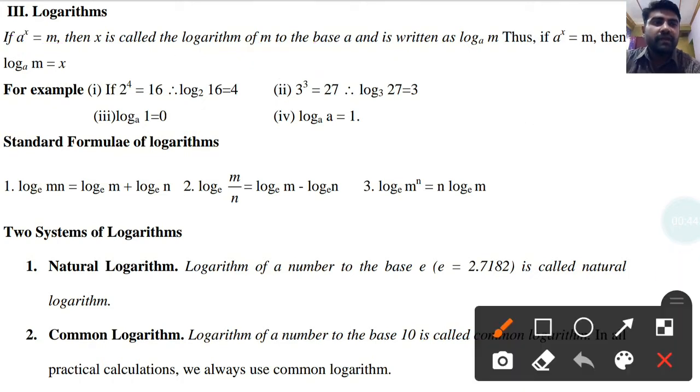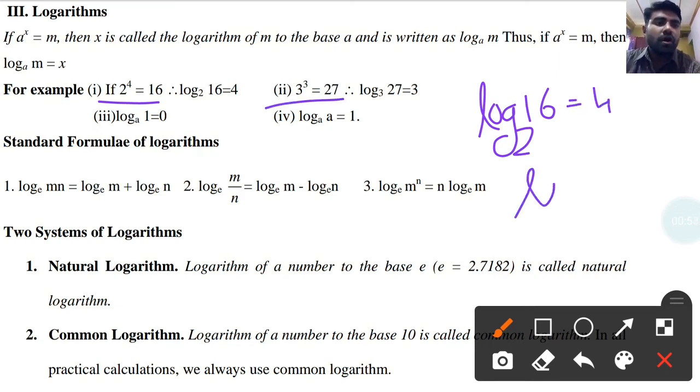Now for example, 2 raised to 4 is equal to 16. So I have to write log 16 base 2 is equal to 4. For this one, log 27 base 3 is equal to 3, the power. So this is how we are going to write.